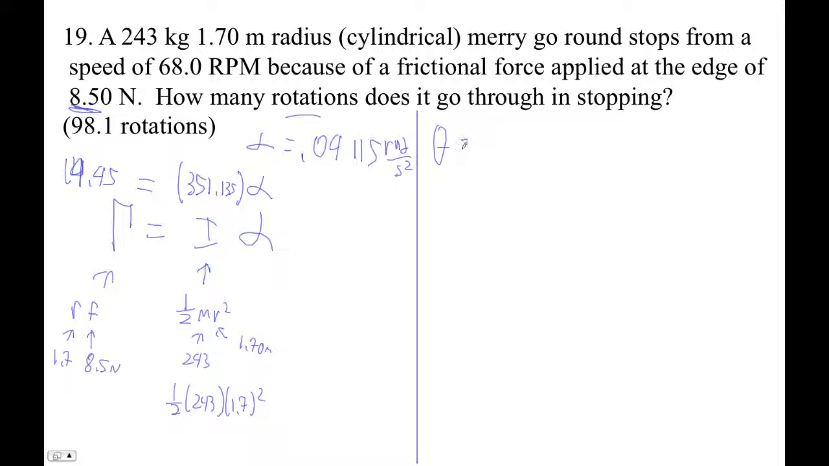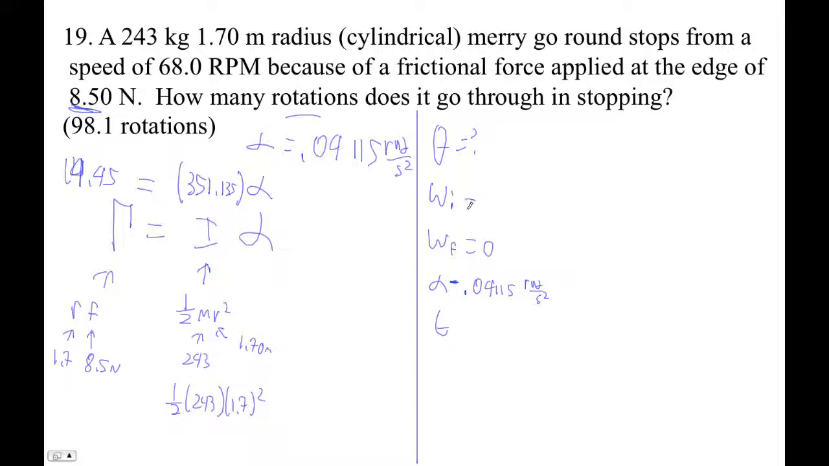So theta is what we want to find, right? Initial, final, alpha, and t. Okay, so it stops. This is a little bit awkward here. Presumably this was a negative torque, causing a negative acceleration, so I'm going to throw a negative sign in front of that: negative 0.04115 radians per second squared. Our final velocity is 0.